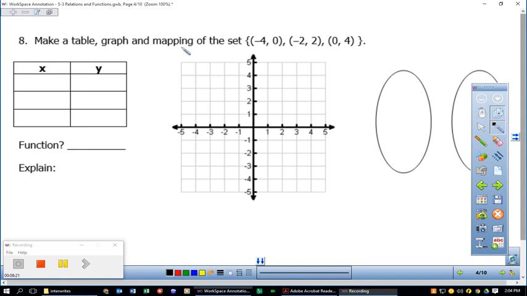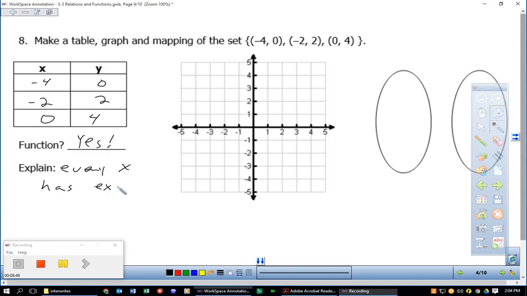Number 8, make a table, graph, and mapping of this set. I'm going to start out with writing these here. So our x's, -4 matches with 0, -2 matches up with 2, and 0 matches up with 4. Looking at that, we can tell if it's a function or not, because our x's should have only one y. So if our x's repeat, that's a bad thing. They do not repeat, so it is yes. Every x has exactly one y.